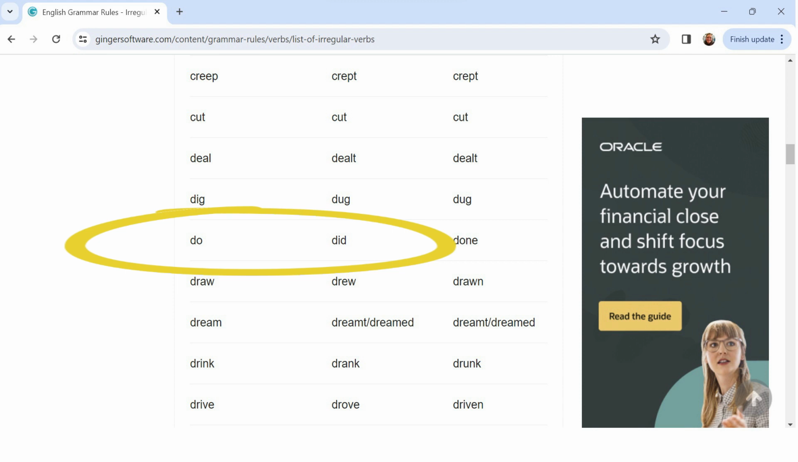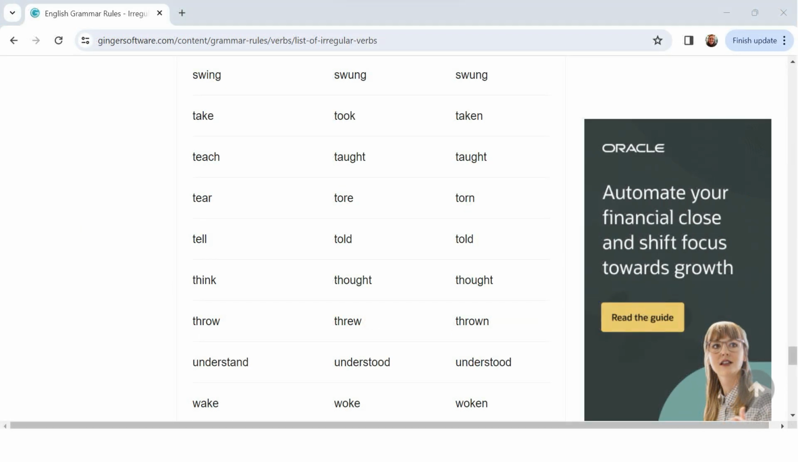What about talk? Let's look at the verb table again. Is it here? No. So that means it is a regular simple past tense verb. So we should add ed. This makes talked.